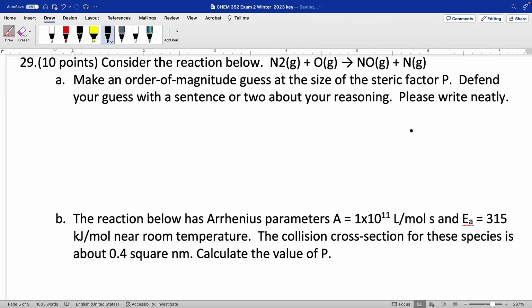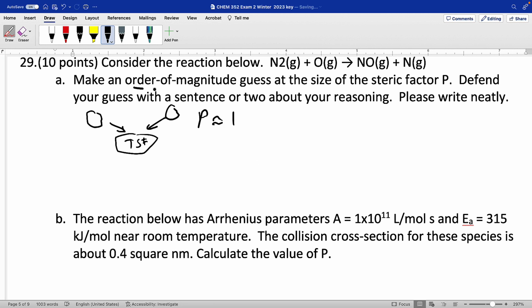All right, consider the reaction below. Let's make a guess about the steric factor. If we had two balls coming together, as I mentioned during the other part of this, to make our transition state, we can see how there's no orientation effect. So we could say P is going to be approximately 1.